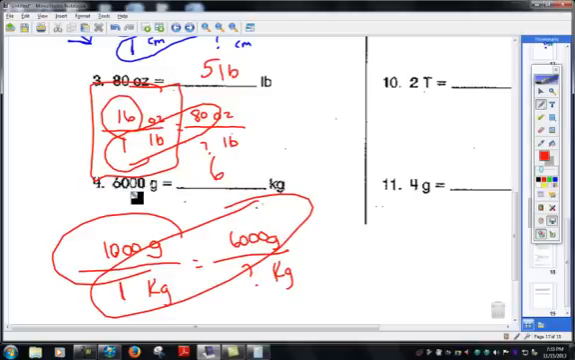And again, when you're doing grams to kilograms, you can just move the decimal. I'm sorry, wrong way. 1, 2, 3 spots, because that's 3 places away.